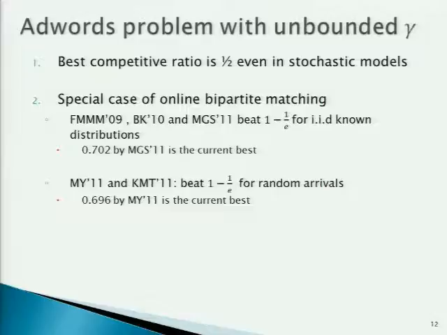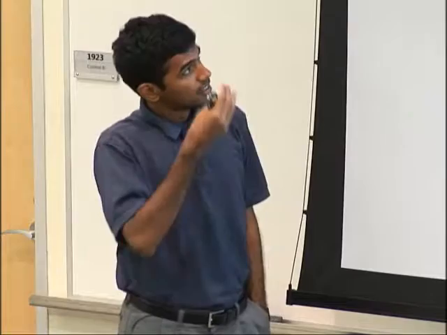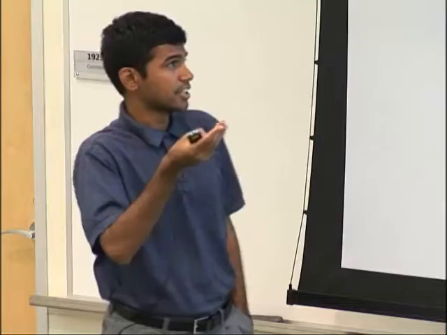I'm now going to move on to the second result in this paper. So far, I've been talking about problems where the bid-to-budget ratio, or gamma, was really small. That is, it depended quadratically on epsilon for a 1 minus epsilon approximation. The question is, what happens when gamma is as big as 1, meaning that bids are comparable to budgets? So this problem has remained largely open. Since the problem was coined, the best competitive ratio known, even in stochastic settings, not in worst case, was half. And this comes through a very trivial greedy algorithm, and nothing better was known.